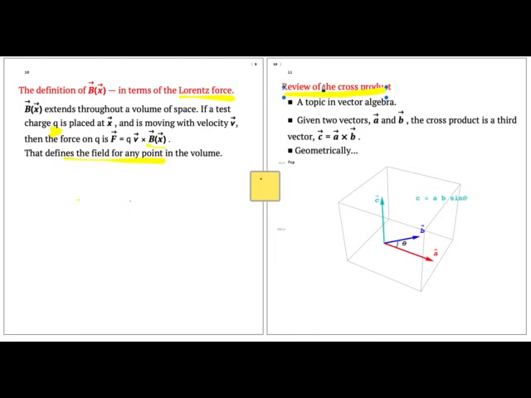Here's a picture of a cross product. Well, first of all, understand, given two vectors, say A and B, the cross product is a third vector. Call it C. So we write C is equal to A cross B.